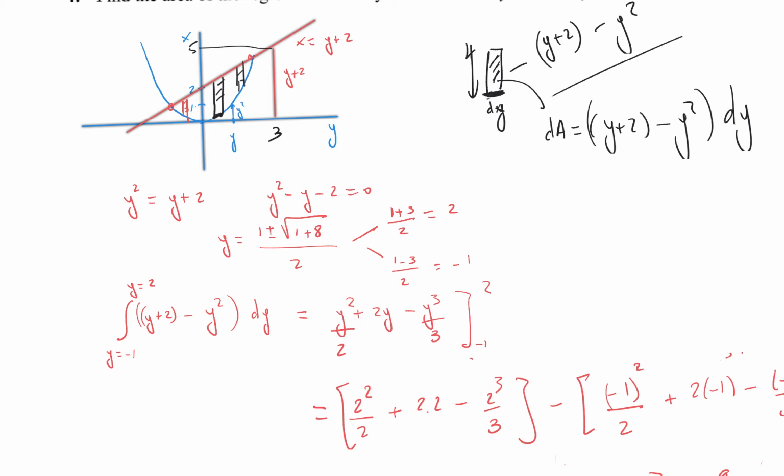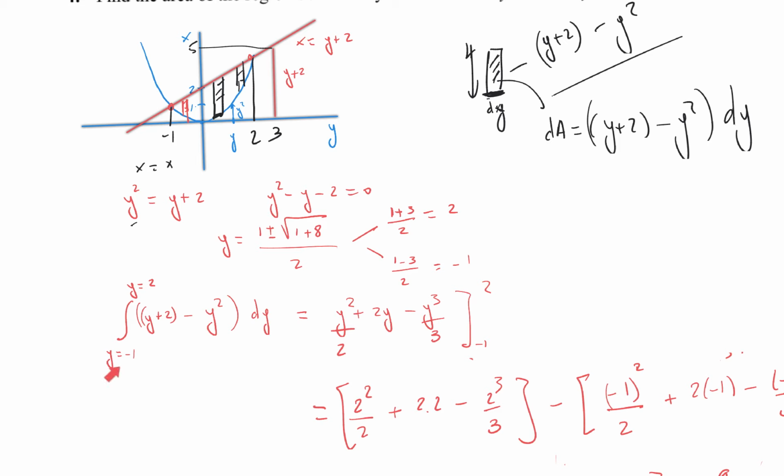So I will find the intersection points. The intersection points are when y squared equals y plus 2, when x equals x. This gives y equals 2 and y equals minus 1. So y equals 2 will be this point, and y equals minus 1 will be this point. So I know what I have to do.